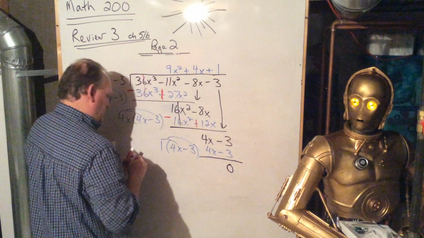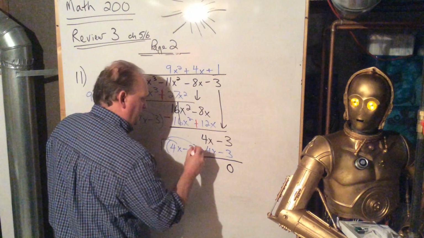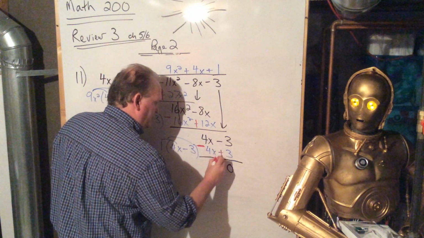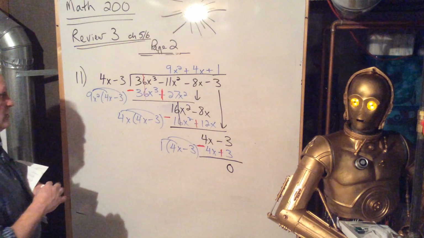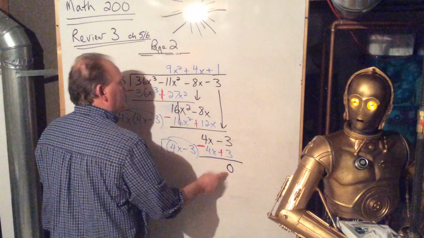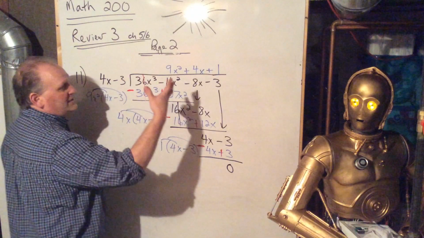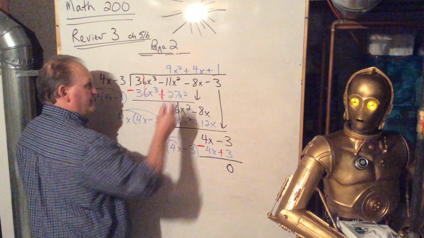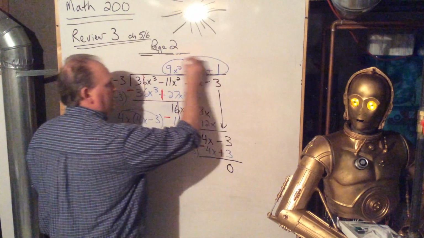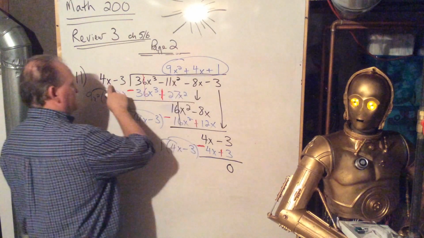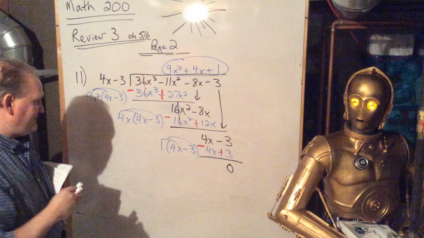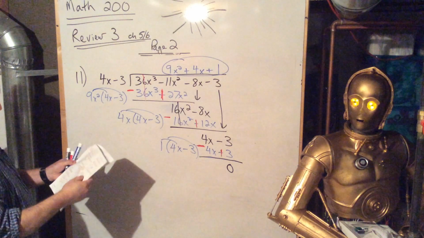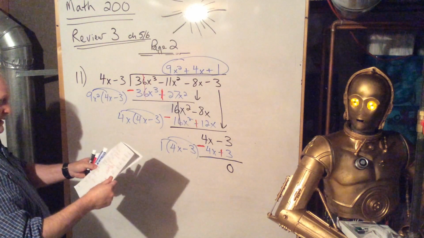And that should zero out, right? Because we have a minus here, a plus there, so that's going to be 0. And so that is our quotient. Because this remainder is 0, it went evenly. So if I wanted to double check, I could take this answer, multiply it by this, and I would get that. All right? So that was 11.